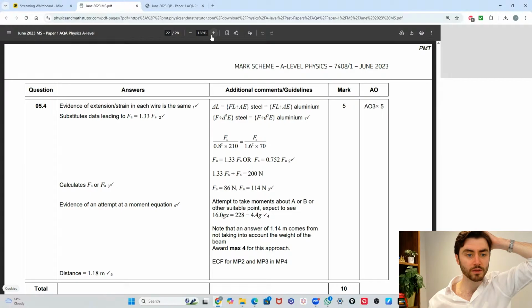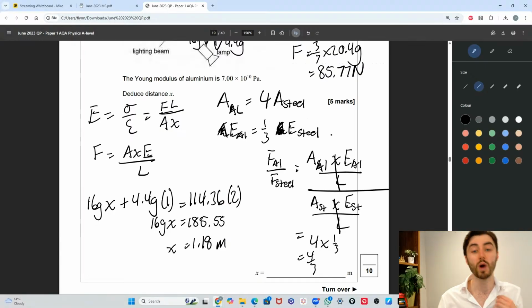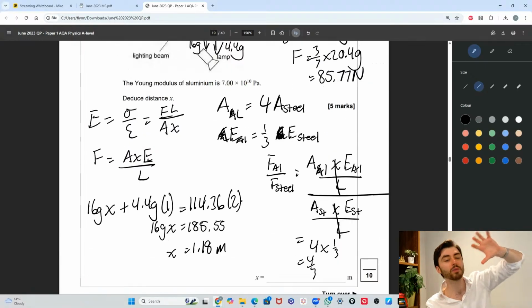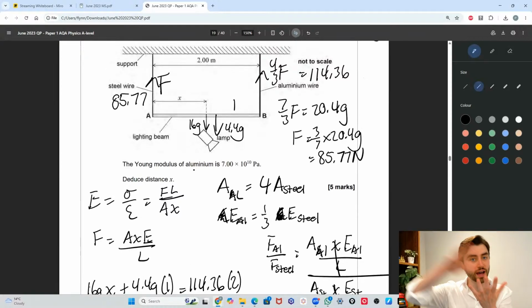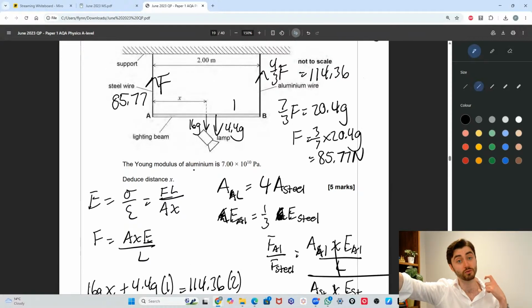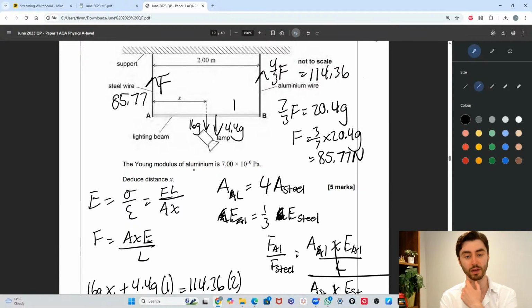So evidence of extension being the same, good. Substitutes in, yes, you get 4/3 to relate the forces. And then you have to go through moments, and then you get 1.18. That was wild. When I was just doing the numbers, that was bananas. Simplifying the problem by making good use of ratio was how I was able to make a breakthrough into that problem.